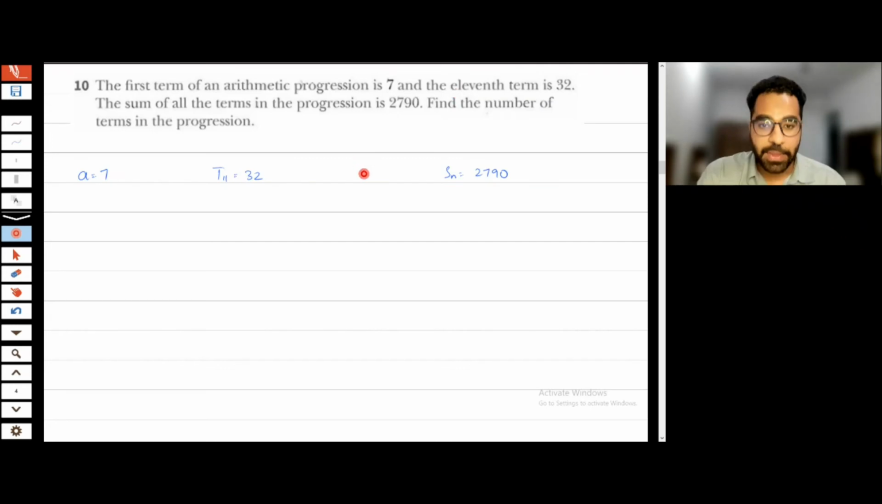So I don't have the last term over here. But I do have the sum of all terms, that is, whatever terms I have, the sum of all of them is available. So I can make use of this to find the value of n, or the number of terms in my series. So what is the formula for Sn? n/2 into 2a plus n minus 1 into d, that is equal to 2790.